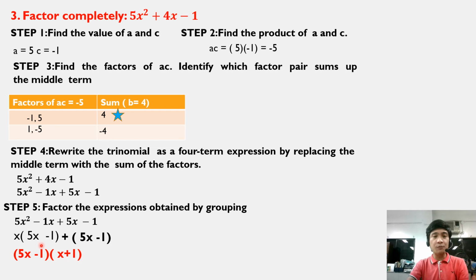Yung proseso po kasi ng paglalabas ng common binomial factor is by the use of division. So, x quantity 5x minus 1, pag dinivide mo yan dito, cancel yan. X ang matitira. Positive 5x minus 1 divided by 5x minus 1, that's 1. Positive 1. Why? Any number or group or term divided by itself that is equal to 1. Therefore, the correct factored form of 5x squared plus 4x minus 1 is equal to 5x minus 1 quantity x plus 1. So that is our example number 3.